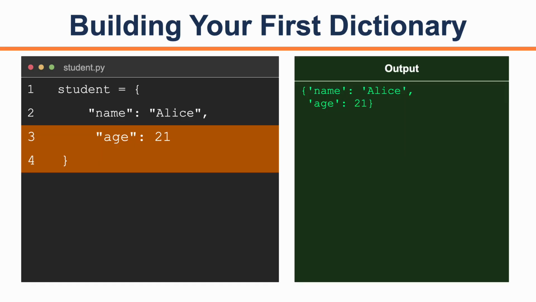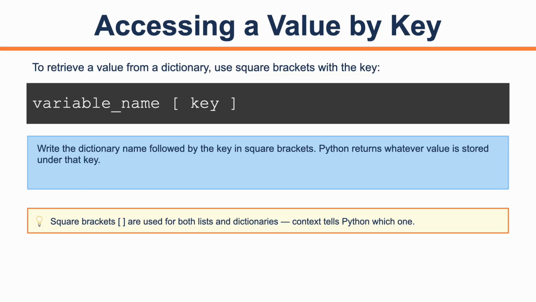Now we add a second pair. The key is age and the value is the number 21, with no quotes needed because it is an integer, not a string. After that, when we print the student dictionary, Python outputs all the key-value pairs wrapped in curly braces. Now that we have a dictionary, let's learn how to get data out of it.